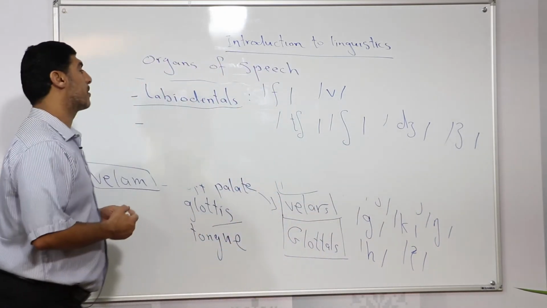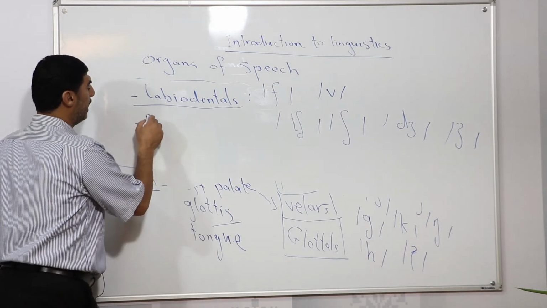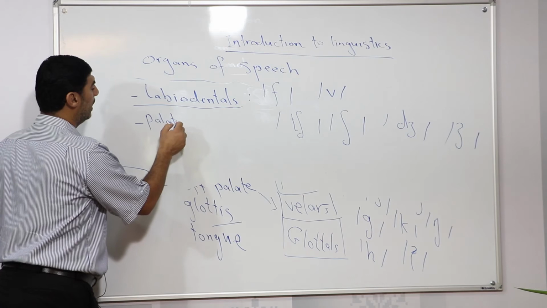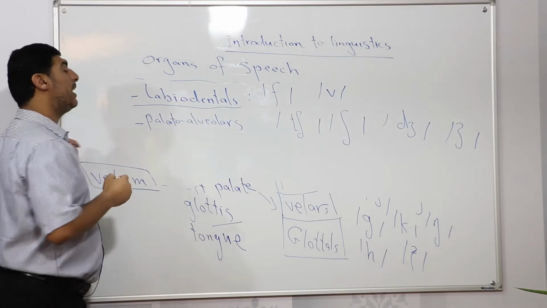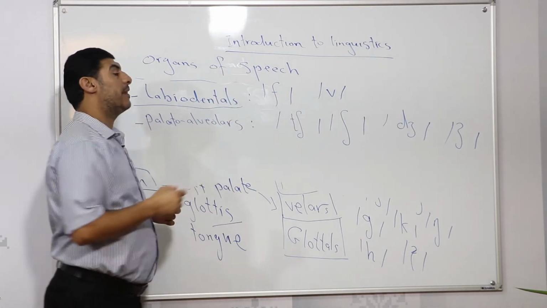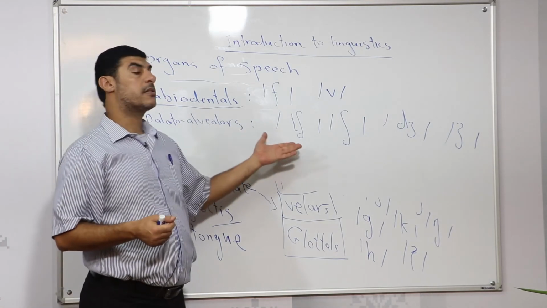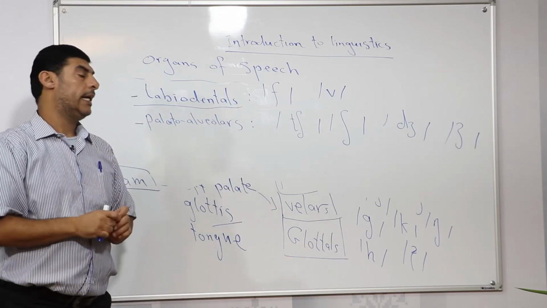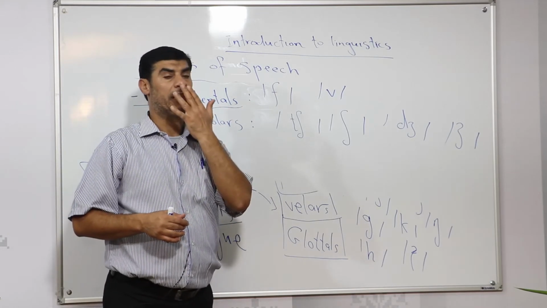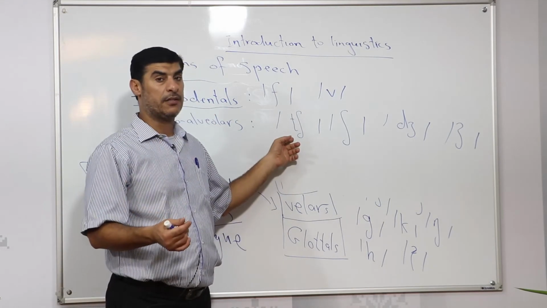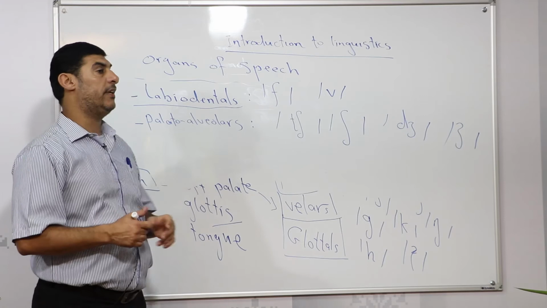What do we call these sounds? We call them palato alveolars. We call them palato alveolars because you will find that the front of the tongue touches the alveolar ridge and the beginning of the hard palate. When I say ch, you will find that the front of the tongue is in contact with the hard palate and the alveolar ridge.